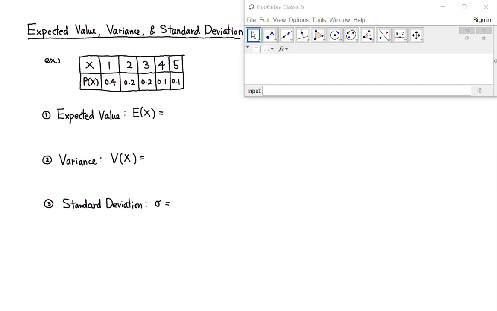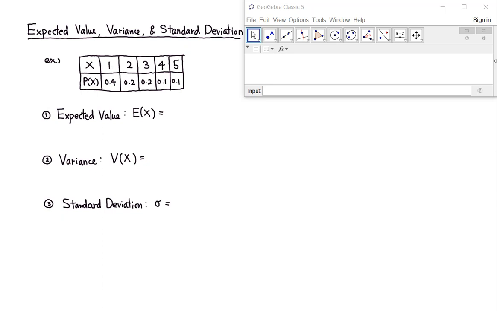All right, let's look at the expected value, variance, and the standard deviation. It's probably the easiest to dive right into an example to demonstrate these things. Let's say you have a random variable, and the possible values are 1, 2, 3, 4, 5.